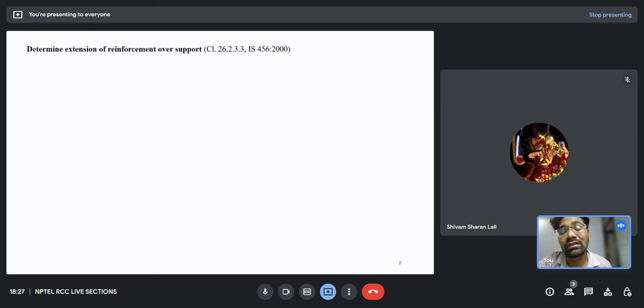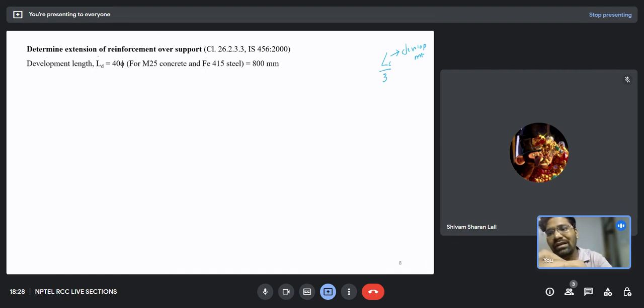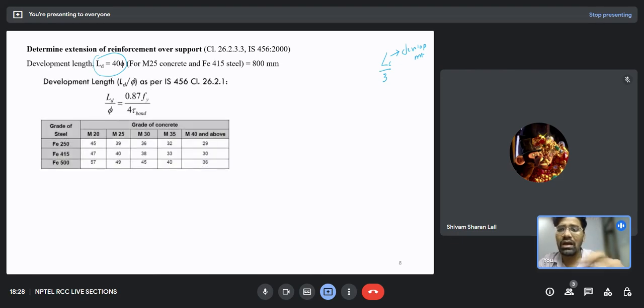Now again, the third point was also there. We need to also determine the extension of the reinforcement over the support. So do you remember how much we should extend it? We should extend it by LD by 3. What is LD? It is the anchorage length or the development length. I have not included that anchorage development length formulation in these slides, but I hope you all remember. So LD, the development length, is roughly 45 phi, from IS code clause 26.2.3.3. You can calculate it either from the formula, or you have a table in the IS code based upon the fy and the fck value.